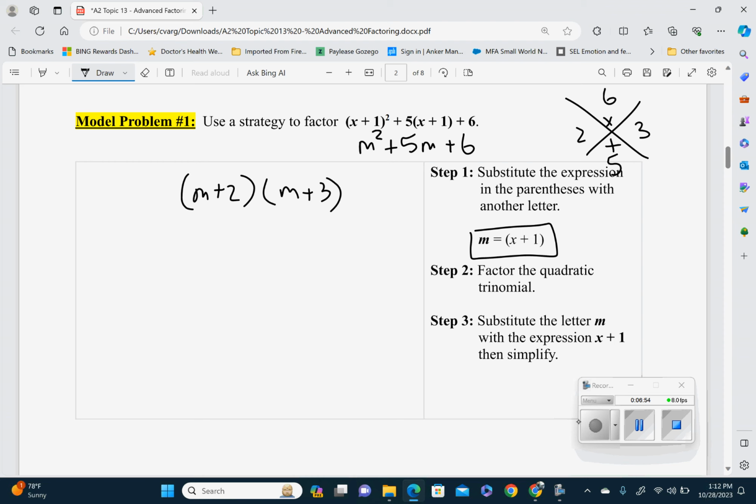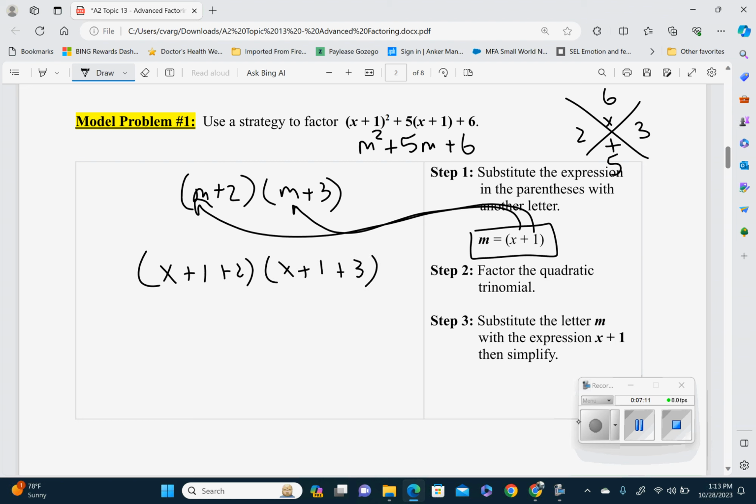When I get to this right here, I'm going to replace my m with the x plus 1 again. So this is going to get replaced there, and this is also going to get replaced here. So what do I have? X plus 1 plus 2 and x plus 1 plus 3. So now I just simplified this, right? So x plus 1 plus 2 is the same thing as x plus 3. And here x plus 1 plus 3 is equal to x plus 4. And I'm done.